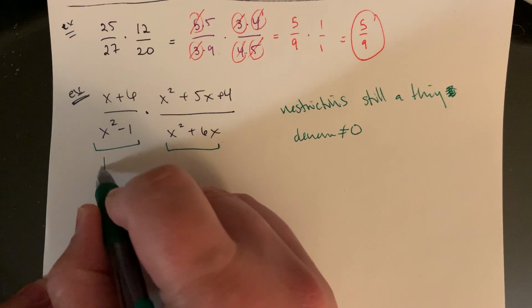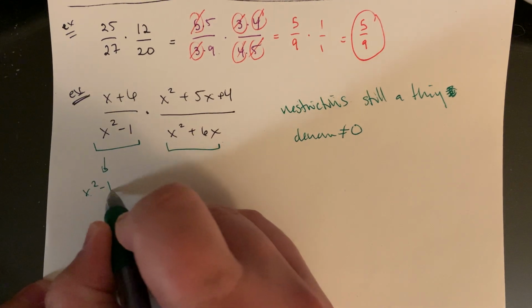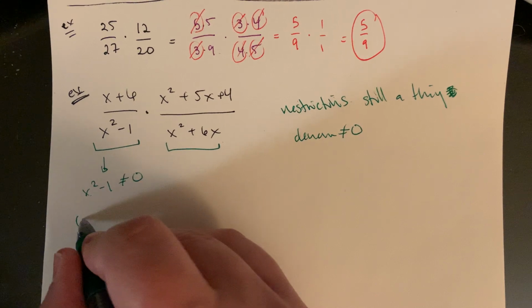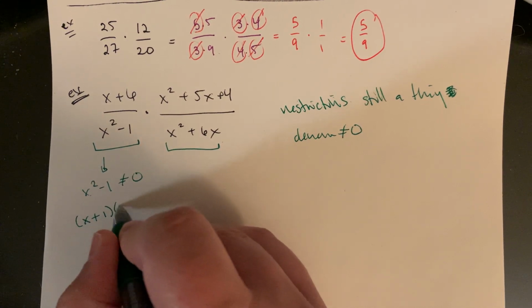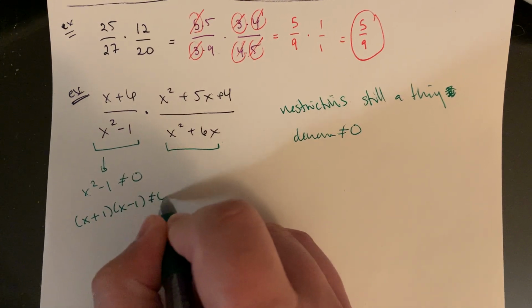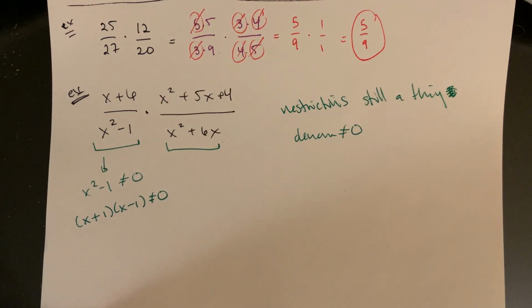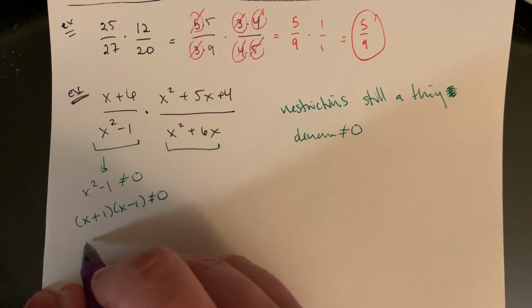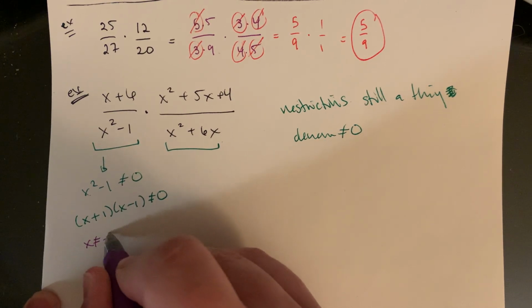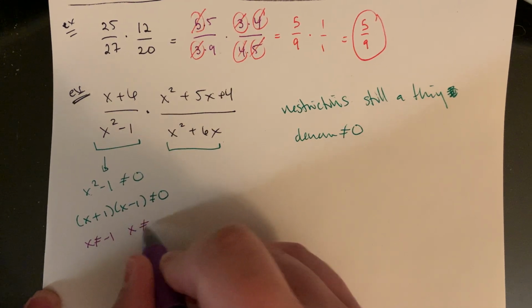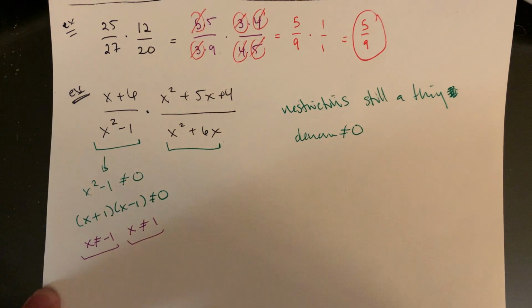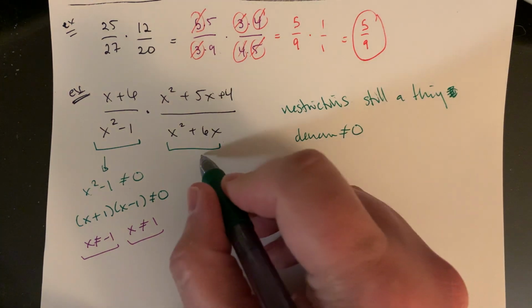So what are these going to be? x squared minus 1 is not allowed to be 0. This is our nice difference of squares, so that's going to be x plus 1 and x minus 1 is not equal to 0. And my hope is at this point you're probably used to saying, okay, this means you're getting the opposite number here. So this means x cannot be negative 1. This means x cannot be positive 1. That's restriction 1 and restriction 2.